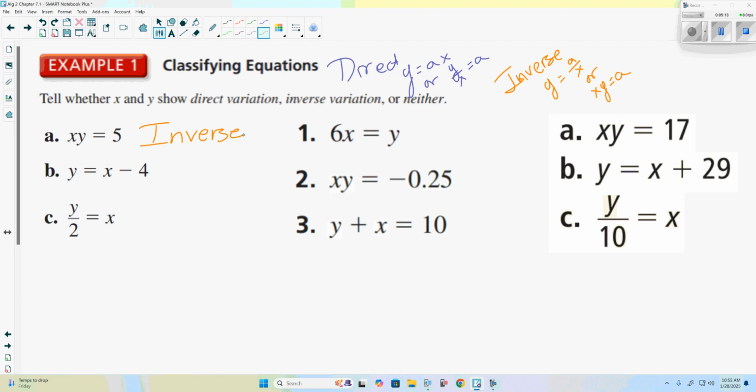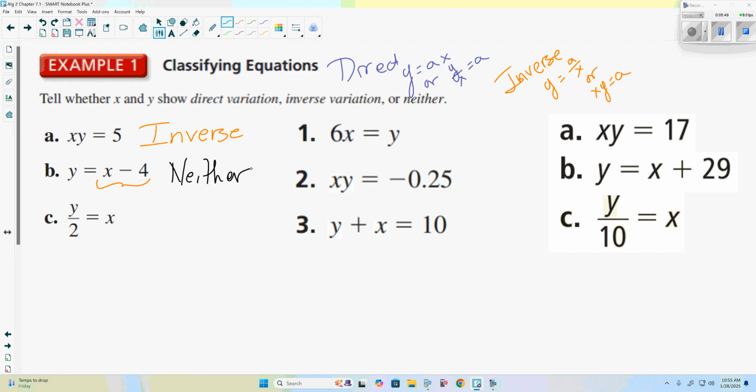Y equals x minus 4 is going to be neither. There's one main giveaway. Minus 4. And all these here, we have either multiplication or division. One or the other. We don't have addition and subtraction. When we talk about inverse and direct variation, it's going to all be either multiplication, we're multiplying two things, or dividing two things. Addition and subtraction does not have any impact on that.